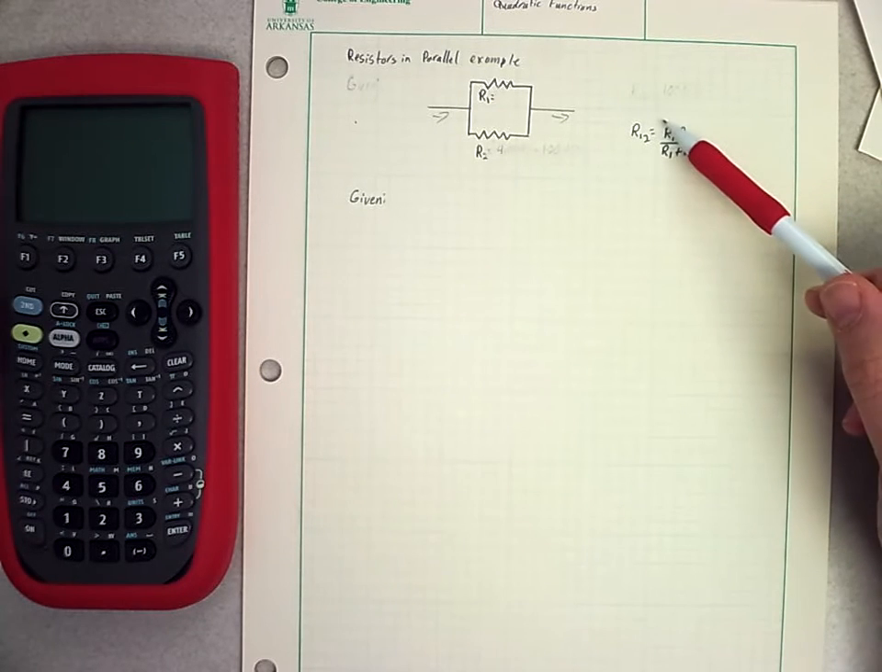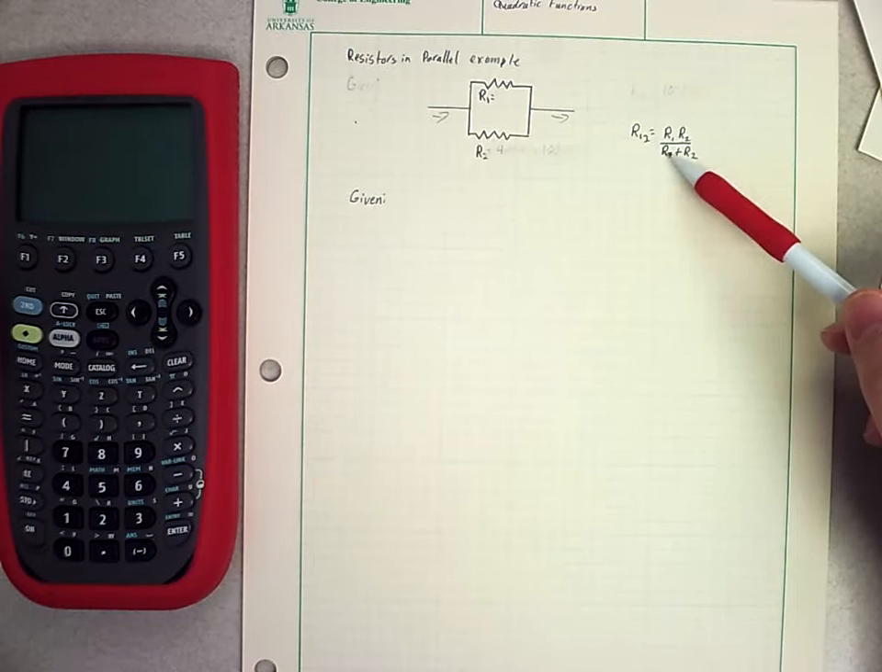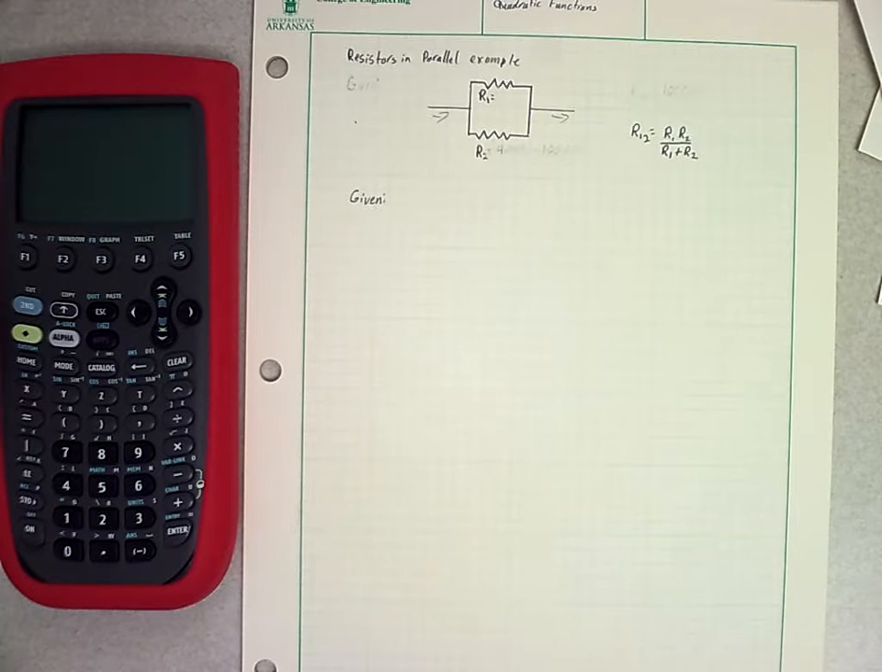One of the things we know about resistors in parallel is that to add them together, at least when there's two of them, it's the product of the two resistors divided by the sum of the two resistors. Certainly this doesn't seem to fit with our quadratic function yet, but as we see with this particular example, we will see a quadratic function arise.